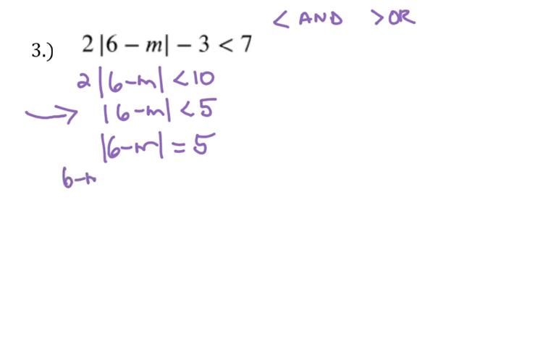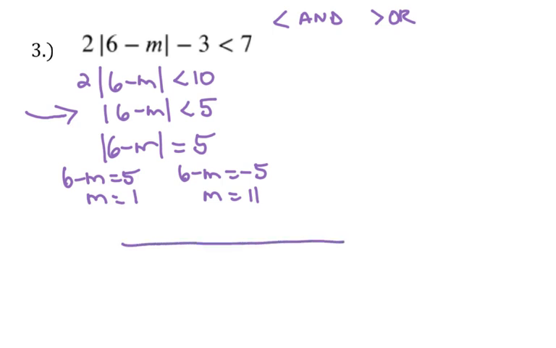You're just going to do 6 minus m equals 5, and 6 minus m is equal to the opposite. Go ahead and solve these, so we'll get m is equal to 1, and, remember from the other slide, m is equal to 11. Now, to figure out where we're shading, go ahead and graph both of your values where it was equal. Since it's a less than, I'm going to put an open circle at 1 and an open circle at 11.